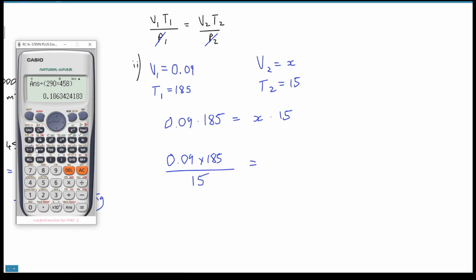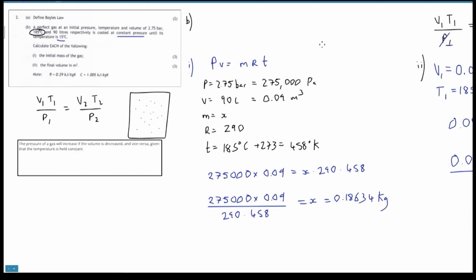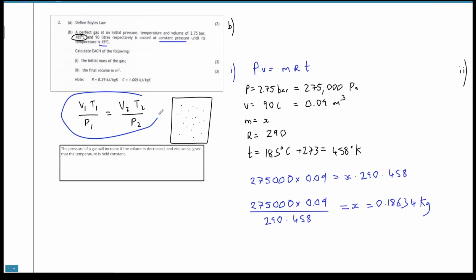Let's get my calculator and try it out. 0.09 times 185 divided by 15. 1.11. Looks like a typo, it doesn't look right. 0.09, I did it really quickly, times 185 divided by 15. 1.11. Looks like I got something wrong here. What's going on? My formula's wrong. Oh my goodness, look at that. None of these numbers are looking right. This formula is wrong right from the outset.